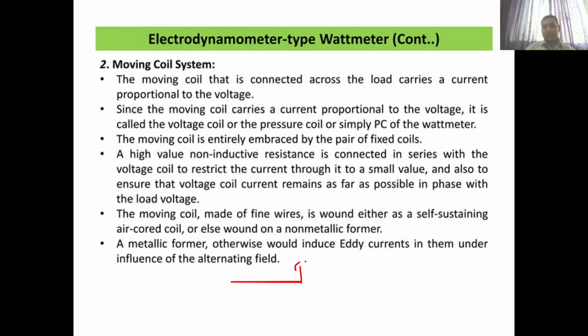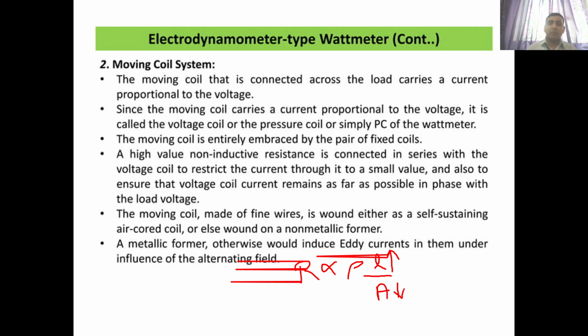As we want the voltage coil to have higher resistance, R is directly proportional to rho L by A. For higher resistance, the length of the coil should be high and the area of cross section should be low. So in this moving coil system, the number of windings is very large, but its cross-section area is very small. We use a fine wire system.